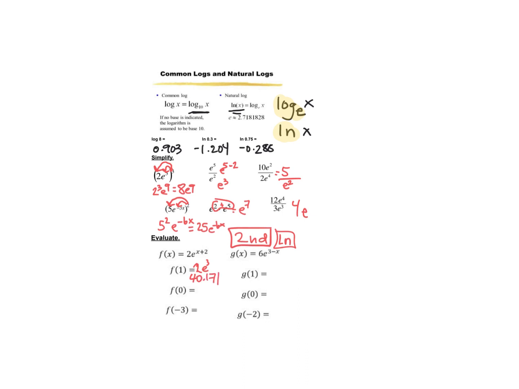40.171. We plug in for f of 0, so 2 of the e, 0 plus 2, so 2e squared. We're going to do second ln on our calculator, squared times 2, which equals 14.778. And then the last guy, when we plug in -3, we're going to get 2 times e to the negative first power. We're going to use second ln on our calculator, and that's going to turn out to be 0.736.